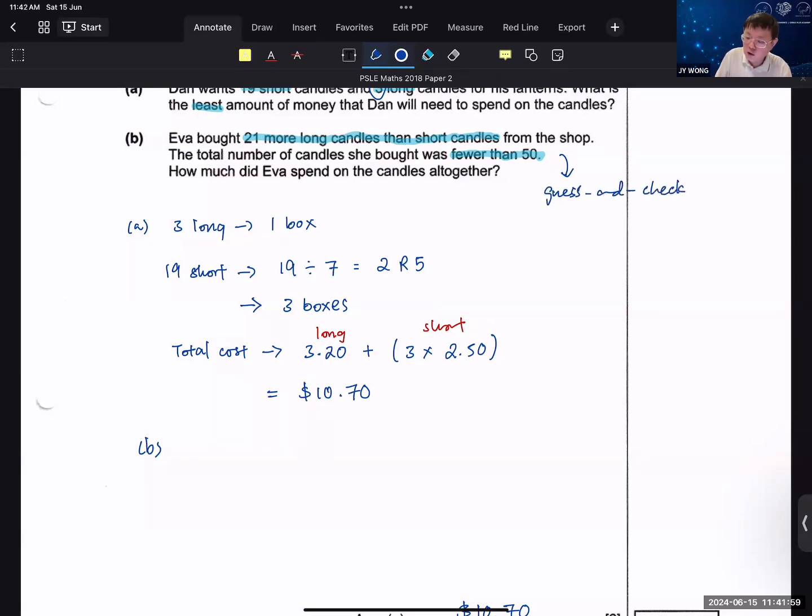If there is a fixed answer, there is no reason for them to tell you that the number needs to be fewer than 50. So anytime you see clues like this, the examiner is telling you, hey, go and do guess and check. Okay? That is what they are telling you. How to do this particular guess and check?